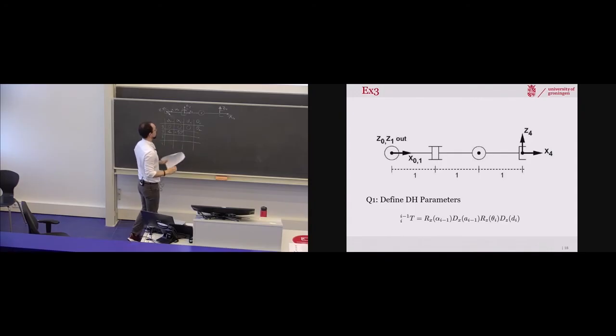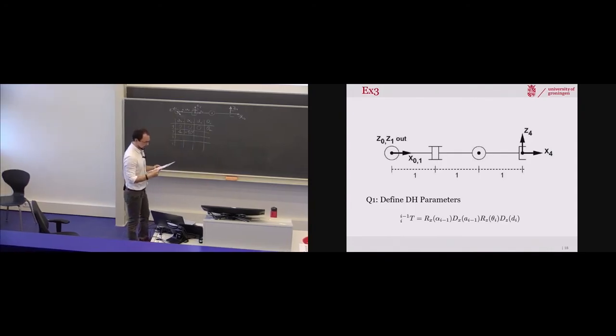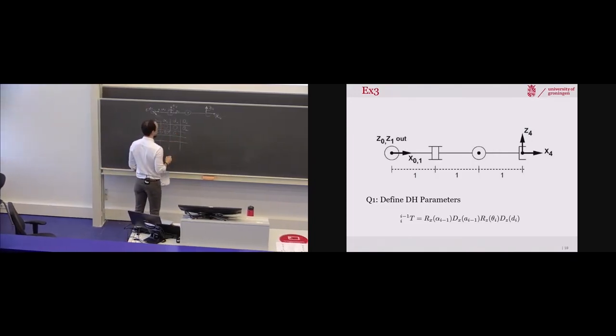And then, is there any translation along the z-axis? Well, no. In this case, there is not. And then there is also a rotation along this new z-axis of theta 2, because this joint can actually rotate, right? So this one is theta 2.